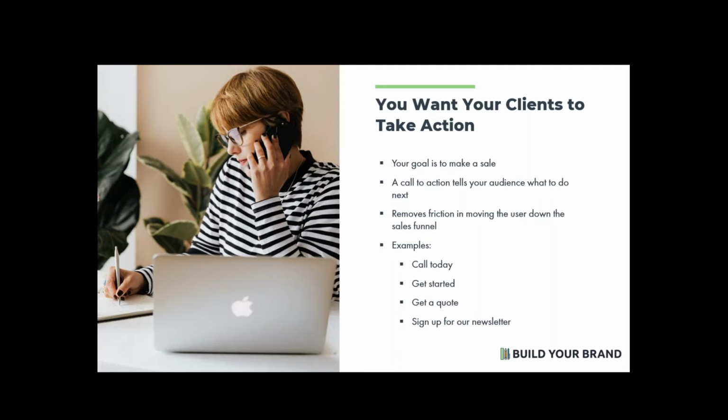Some examples of effective calls to action include things like call today, get started, get a quote, sign up for our newsletter, and so on. The key is to make the action clear and concise. You don't want to confuse your clients because that's how you lose them. So here's a bonus tip. Include only one call to action on your marketing pieces so there's no room for misunderstanding.